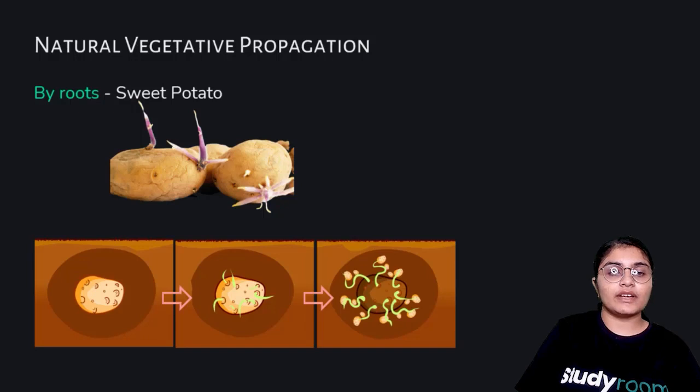Next up, we have natural vegetative propagation, where you can see how we can produce new plants by roots. It happens in sweet potatoes. So we can mention sweet potato as the example for natural vegetative propagation by roots. You can see here this is a potato, and these roots grow and then they form new individuals, new plants. So this is how natural vegetative propagation takes place in sweet potato.